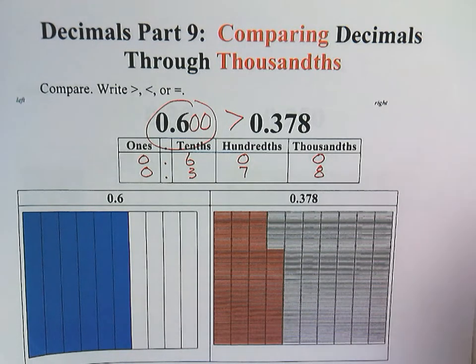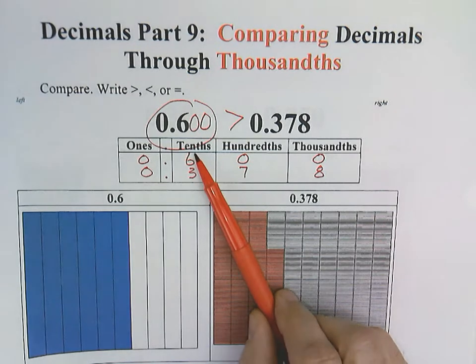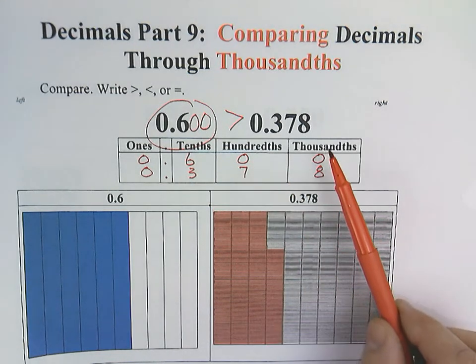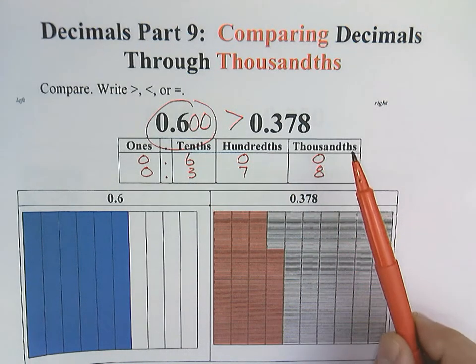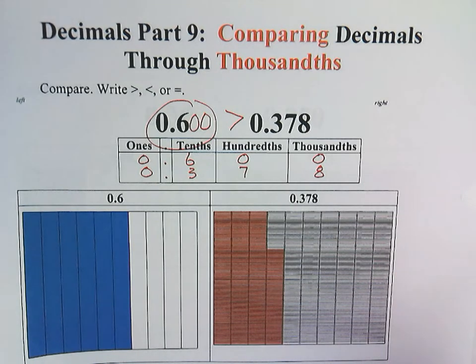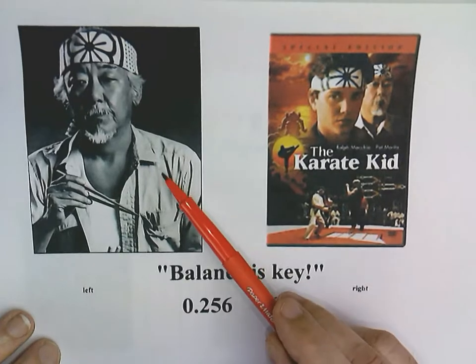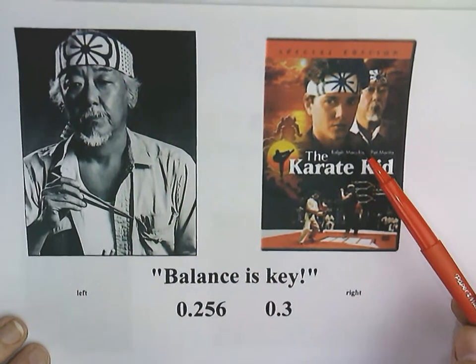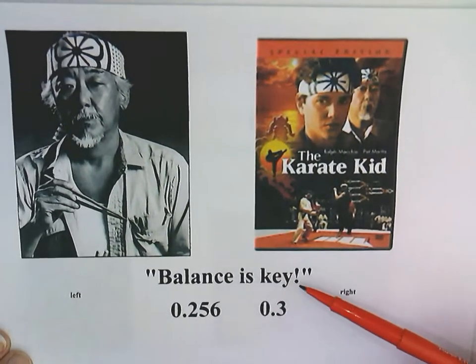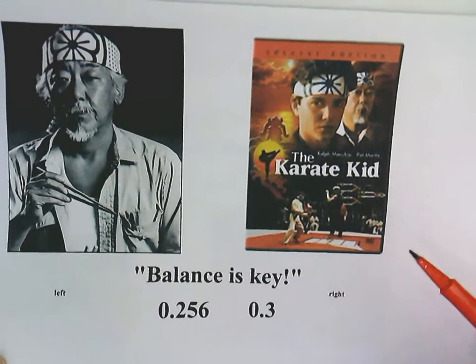Our job today is to make sure they're balanced. And in other words, we want to compare apples to apples, or in other words, tenths to tenths, or hundredths to hundredths, or thousandths to thousandths. And it makes me think of that movie, The Karate Kid, where Mr. Miyagi is training Daniel-san, and he always says balance is key, and that's true for decimals.